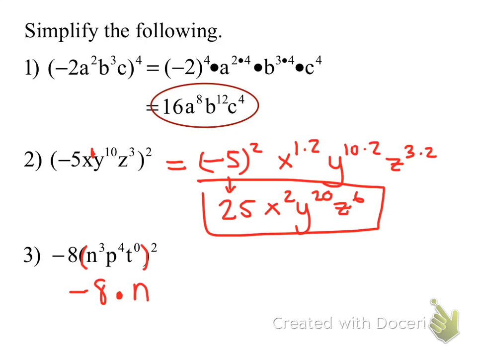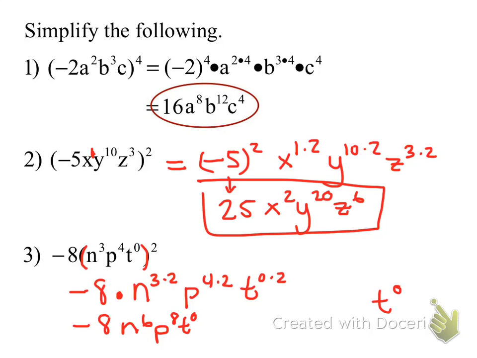Okay. N to the third power times 2. Good. P to the fourth power times 2. And t to the power of 0 times 2. Okay, this stays the same. So your final answer is -8 n to the 6th power, p to the 8th power, and t to the power of 0. What does t to the power of 0 equal? It actually equals 1. So if that equals 1, that whole thing, I don't even have to write it. I just ignore it and leave it like that.